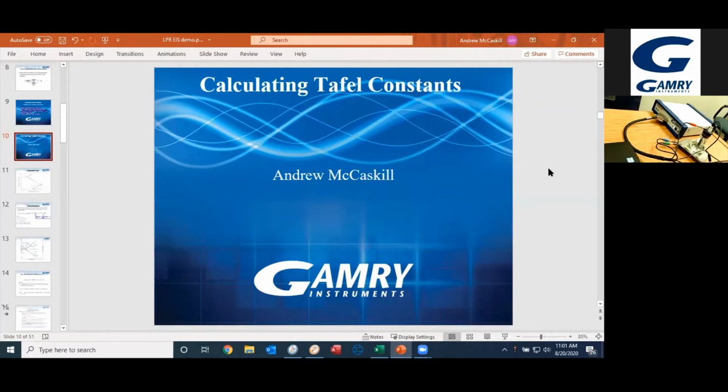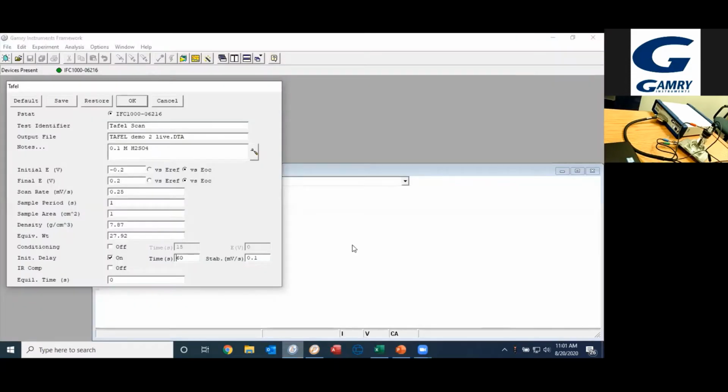system. So first, I want to actually start the experiment because it's going to take about half an hour to run before I start talking about everything I'm going to talk about. So let's go ahead and get that up and going first. This is the Gamry framework right here, and this is where we're going to run our experiment through. It's the Tafel experiment.